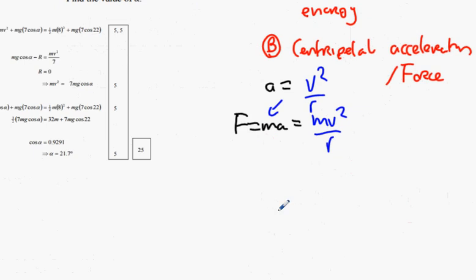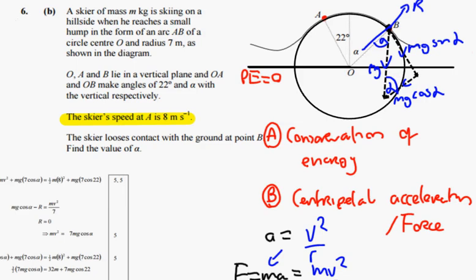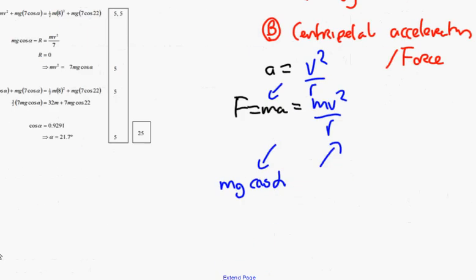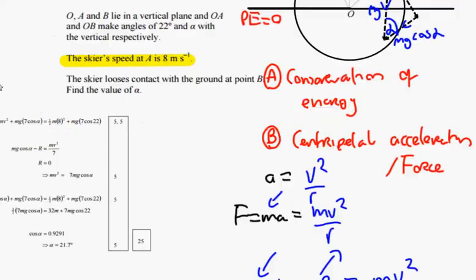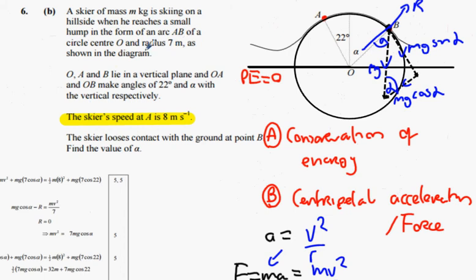mg cos alpha, perfect. That's going diagonal left down. Anything going diagonal right up? R. It's getting supported by the force R. Okay, and that will equal my mv squared over r. Do we know what r is? What's the radius of its motion? 7. It's always 7 meters. So we're going to go for 7 there, okay?